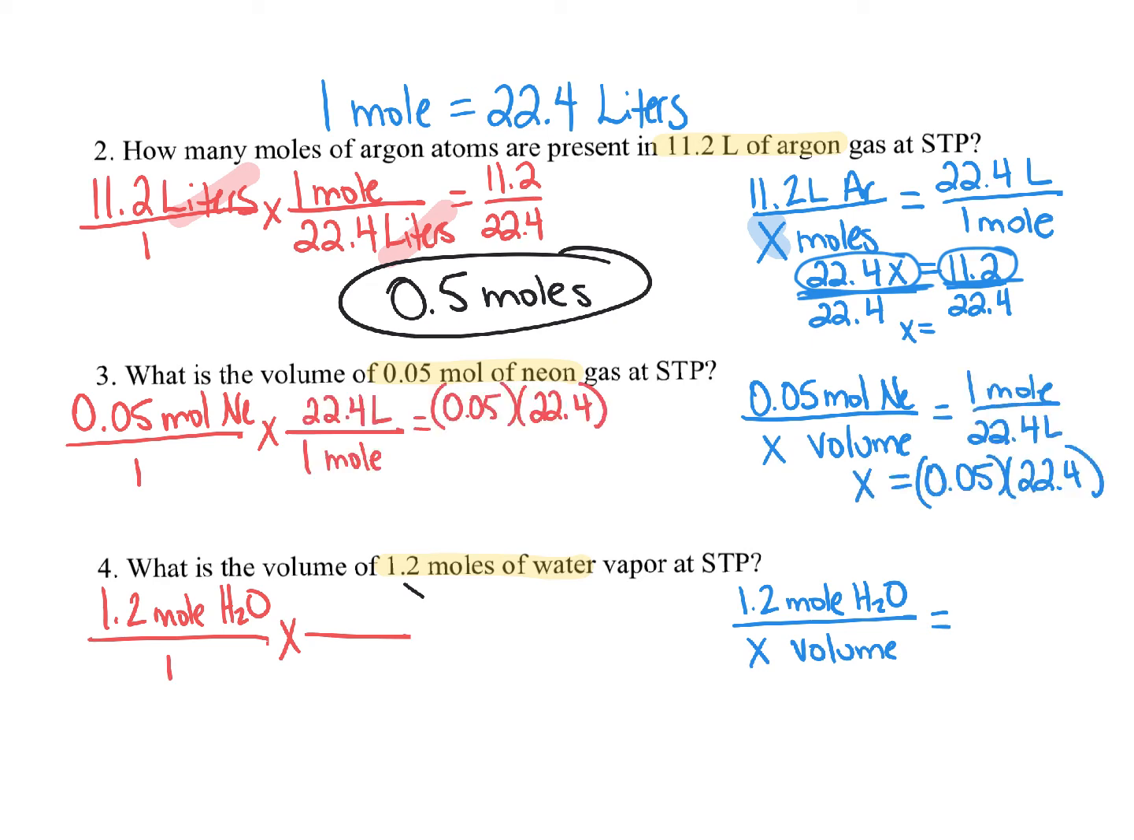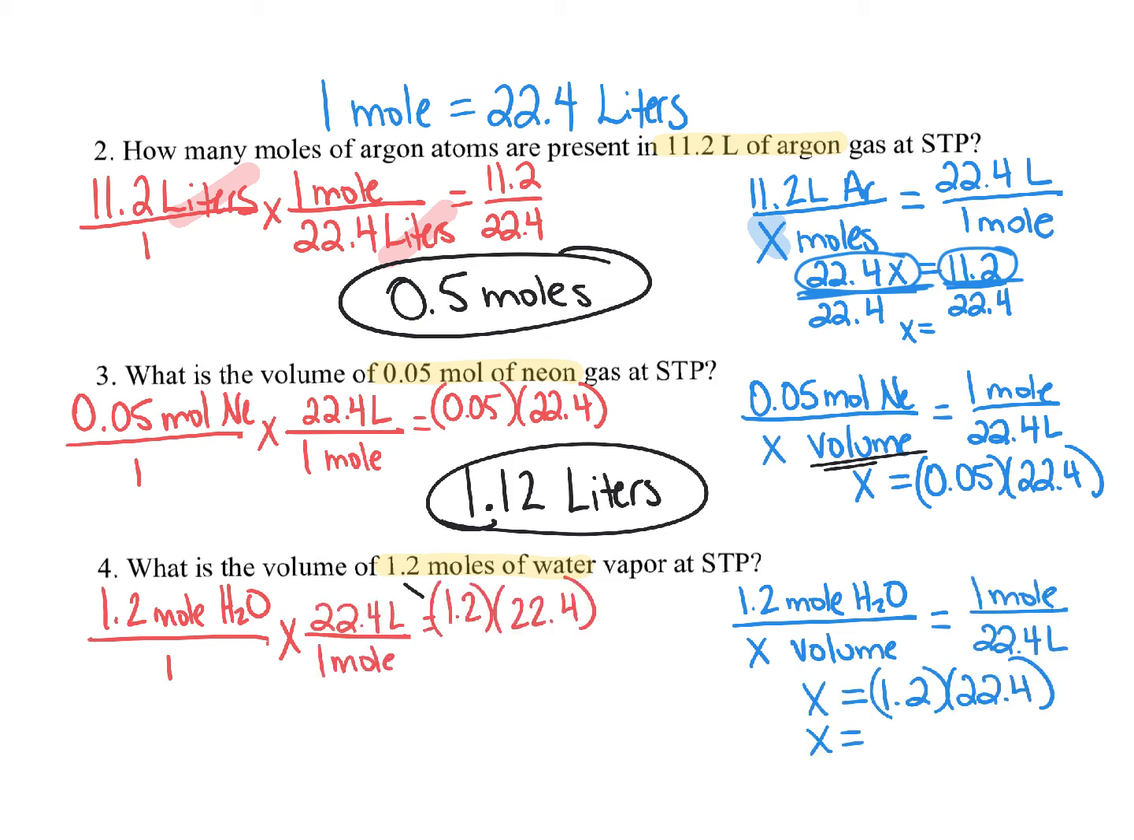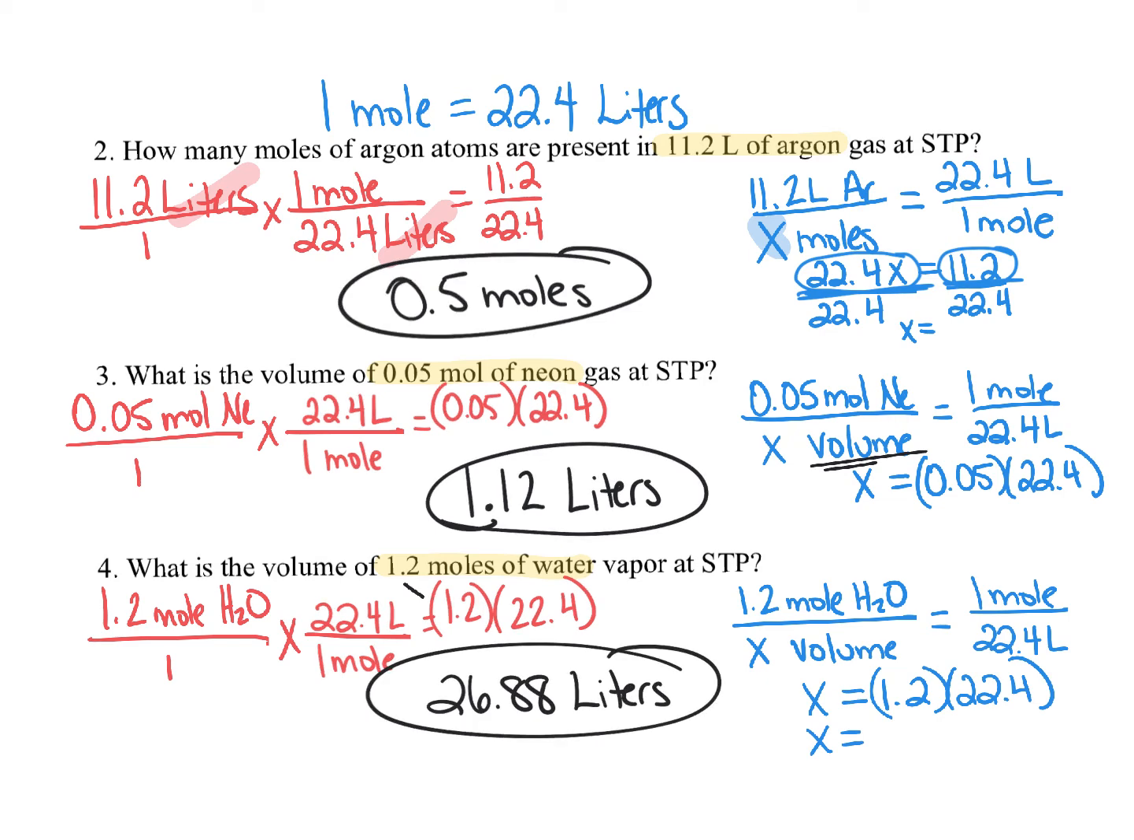On the next problem, you can see that using either method leads to taking 0.05 moles and multiplying by 22.4, and you get 1.12 liters. Please make sure that since it's volume, you label it as liters. And finally, the last one, if you have it set up correctly, you'll have 1.2 times 22.4, and you end up with an answer of 26.88. Again, it's asking for volume, so that's going to be liters.